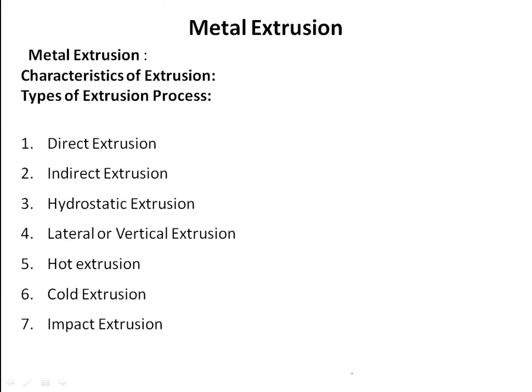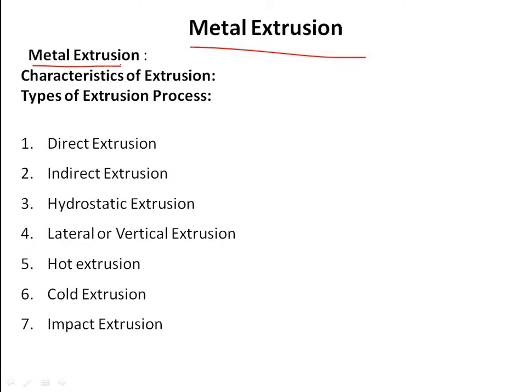Next we will be discussing metal extrusion. So what is metal extrusion? Metal extrusion is a metal forming manufacturing process in which a cylindrical billet inside a closed cavity is forced to flow through a die of a desired cross section.